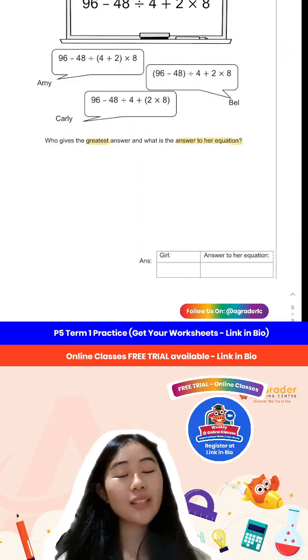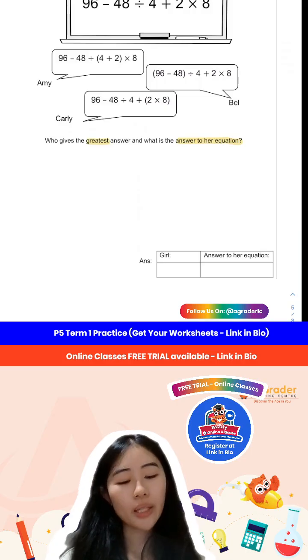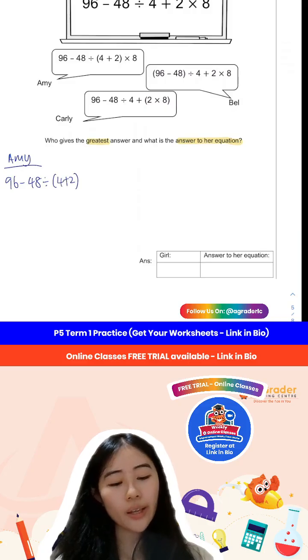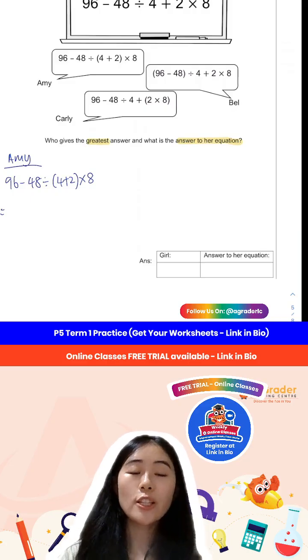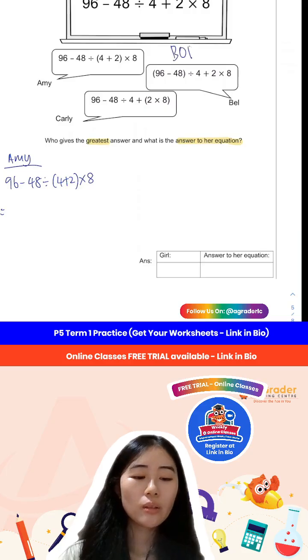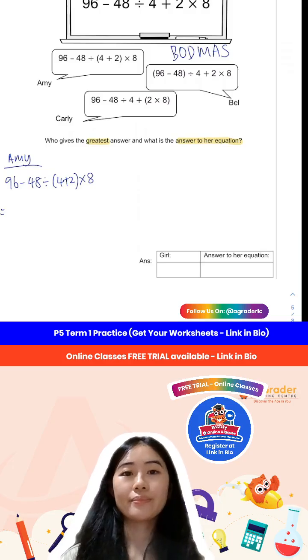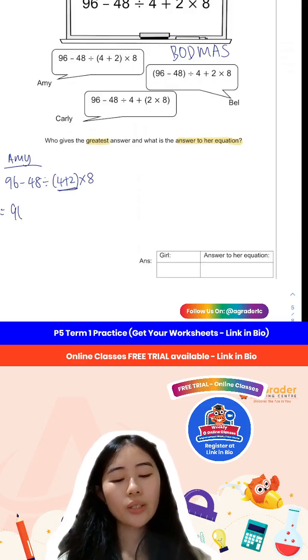Okay, so anyway, I'm going to start solving for each of them. Let's start with Amy. I'm going to write down Amy's equation. You just copy it down exactly the same. Then we start solving. For this question, they're testing you on BODMAS, right? Your order of operations concept. B stands for bracket. I'm going to solve within the bracket first. Everything else, you should copy it down exactly the same.